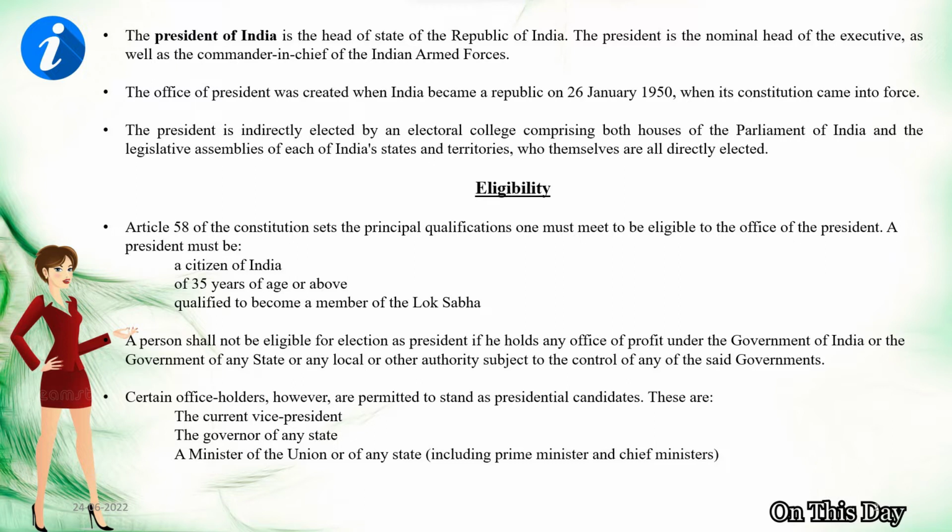A person shall not be eligible for election as President if he holds any office of profit under the Government of India or the government of any state or any local or other authority subject to the control of any of the said governments. Certain office holders, however, are permitted to stand as presidential candidates. These are the current Vice President, the Governor of any state, a Minister of the Union or of any state, including Prime Minister and Chief Ministers.